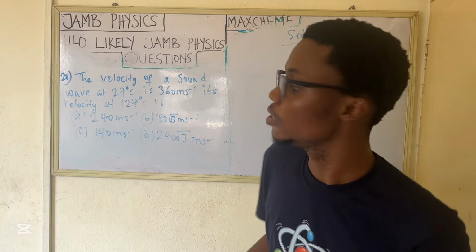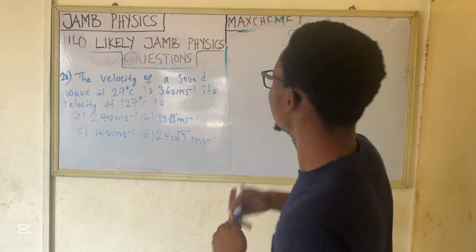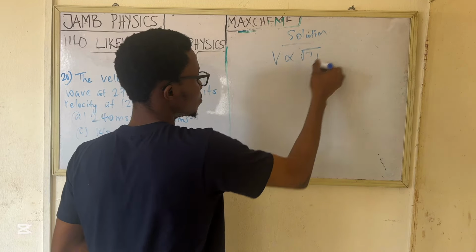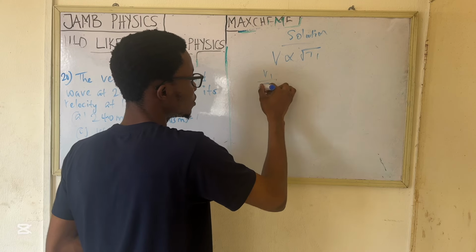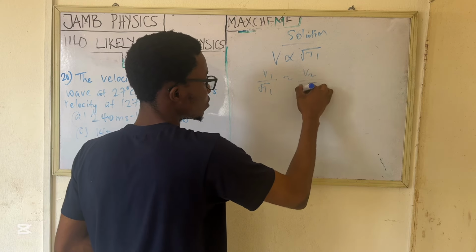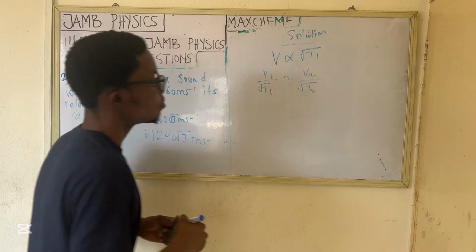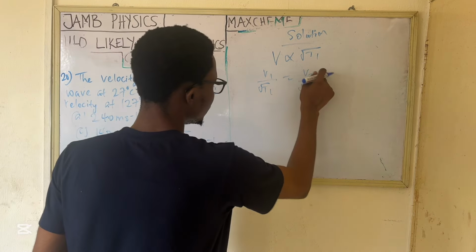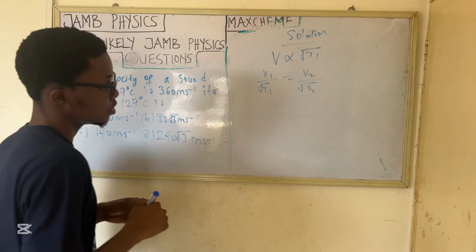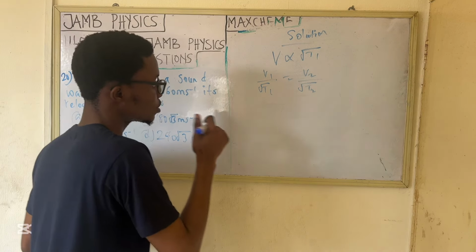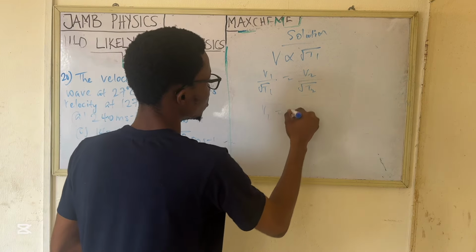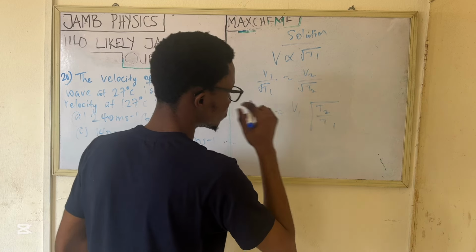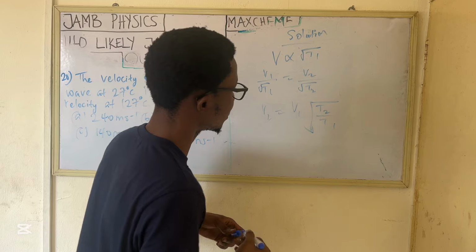So let's solve using the relationship: V is directly proportional to the square root of T. So we have V1 over square root of T1 is equal to V2 over square root of T2. Then from here, we are going to cross multiply, because we want to get V2, that's what we're asking for, velocity. So V2 is equal to V1 times square root of T2 over T1.